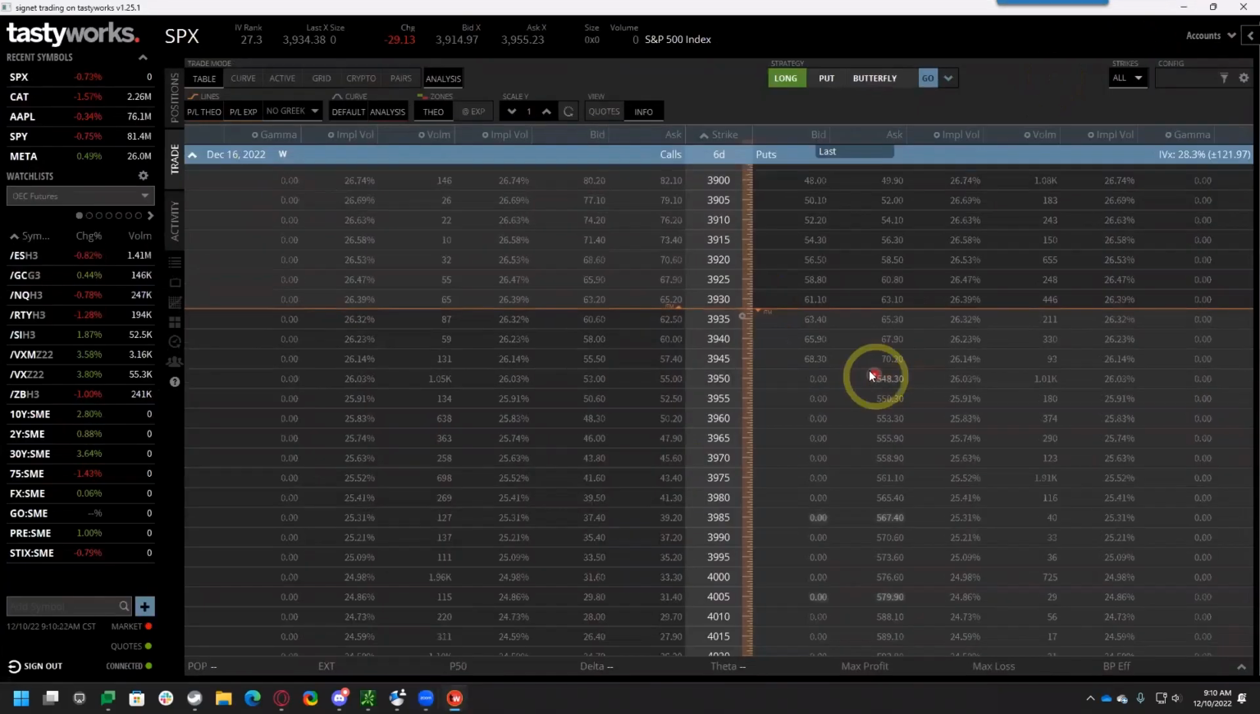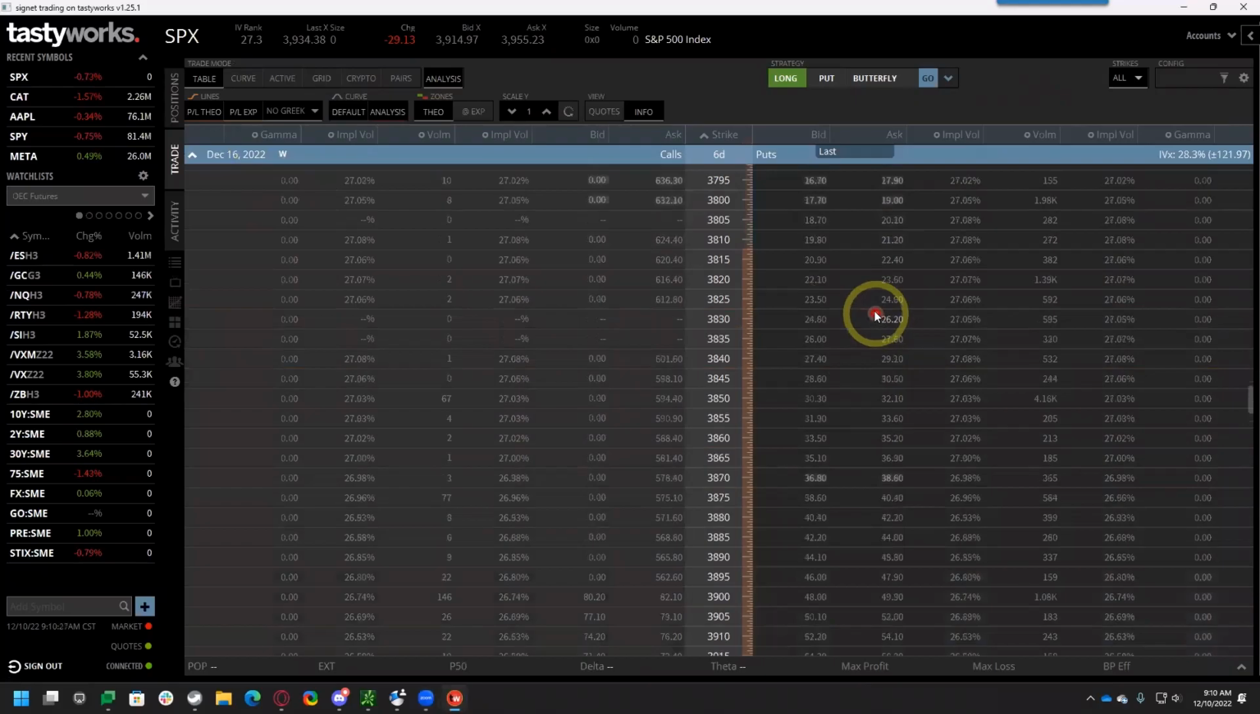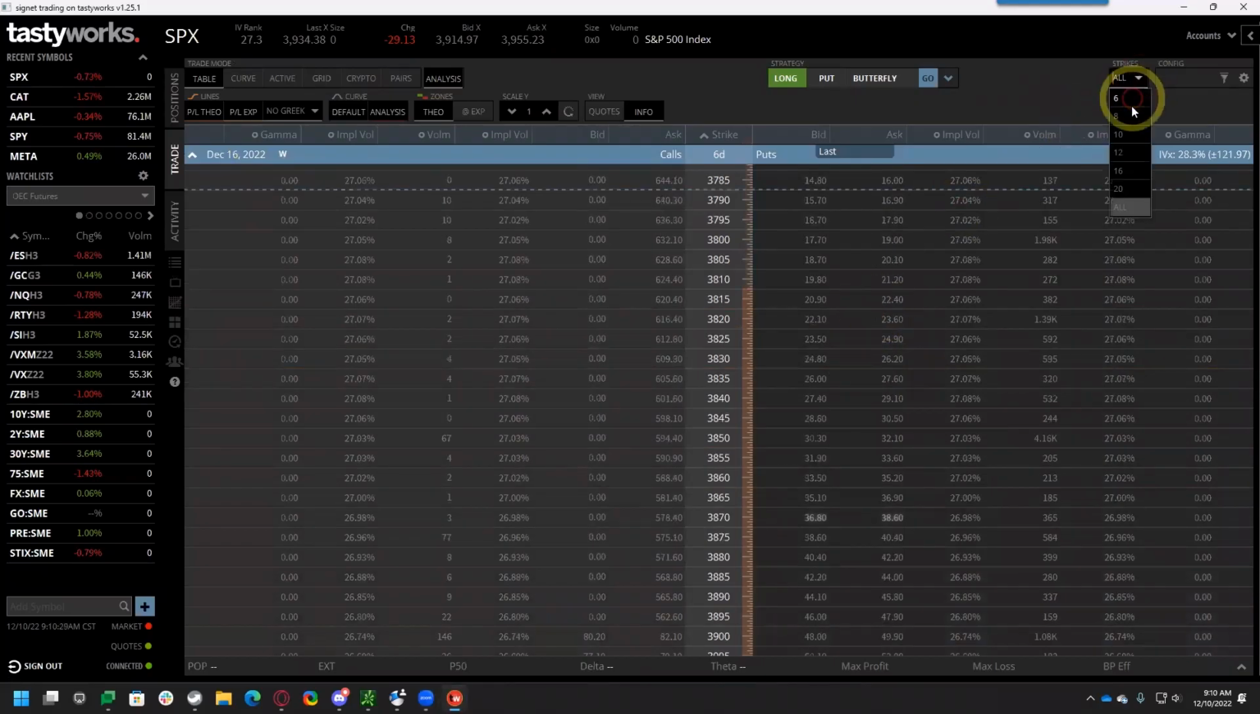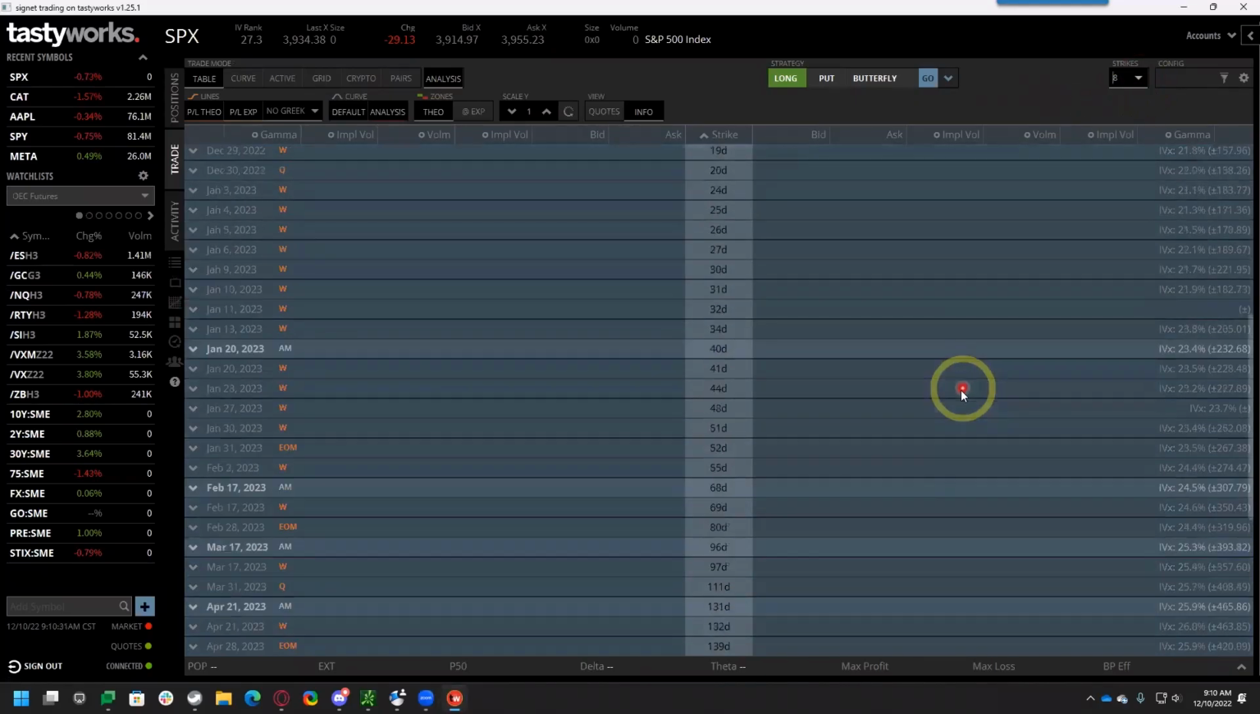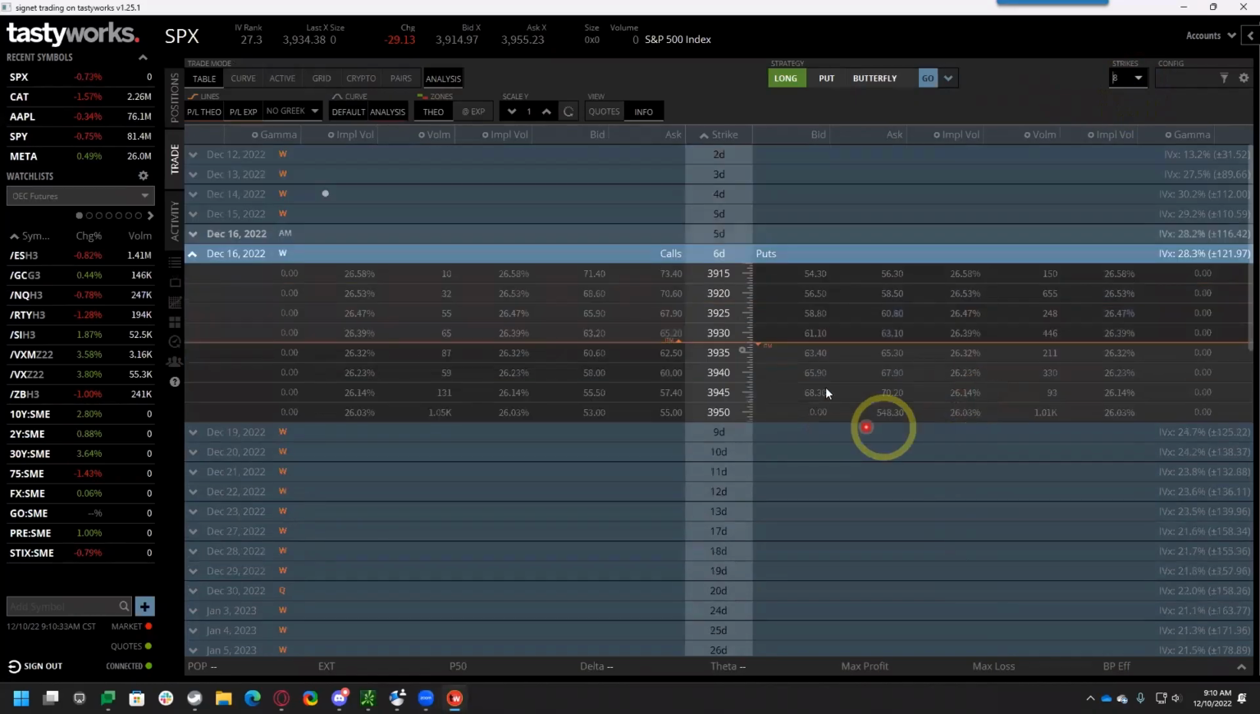If you're unfamiliar with Tastyworks, just to give you a little bit of a guide on what we're looking at, let me bring the strikes down a little bit for a moment. Orange line is at the money. You can see in the middle how many days to expiration. So we're 6 days to expiration. The expected move for next week, $122.